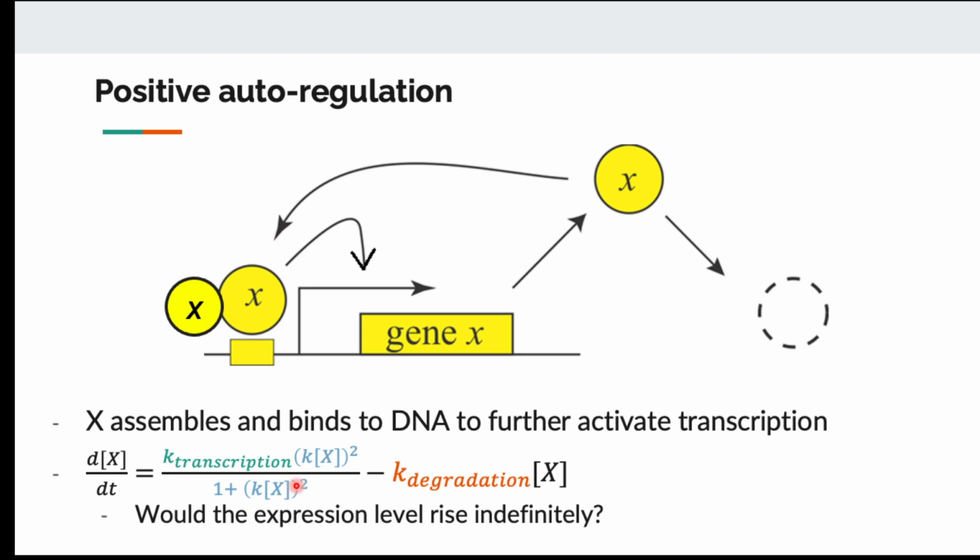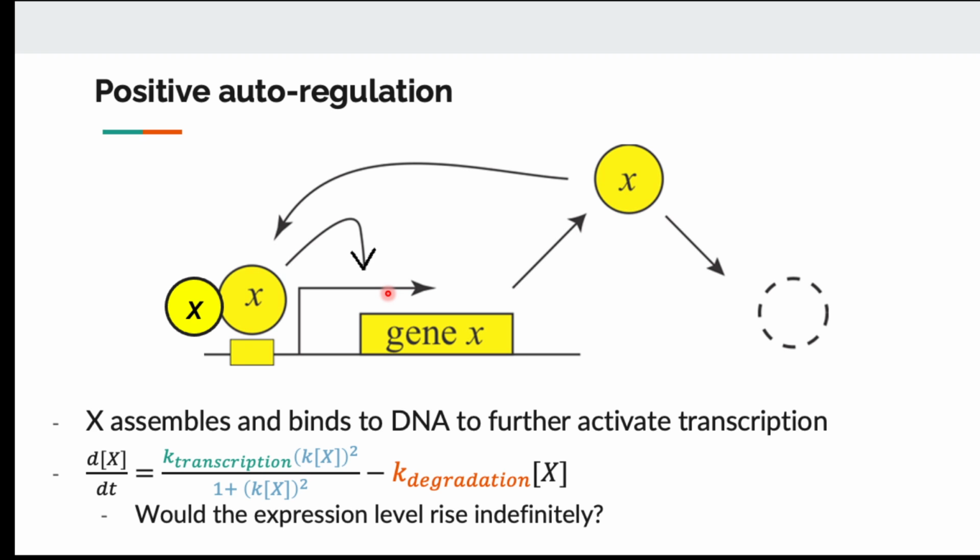So this blue term can change a little bit, but it's a similar looking differential equation. So what would be the difference between positive and negative autoregulation? We might think that, okay, if we produce more X, X comes back, binds to the DNA and produces even more X. Should we get more and more expression until it goes to infinity?